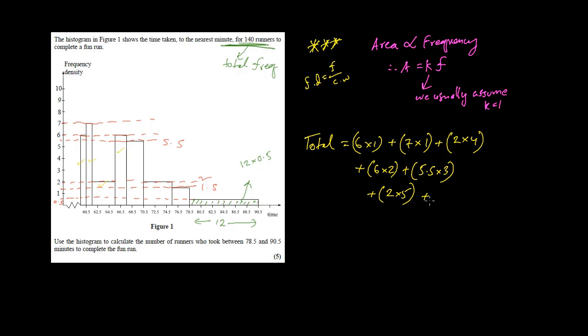Plus this is 2 and 1, 3 units, and the frequency density is 1.5, so 1.5 times 3, plus this is 2, 4, 6, 8, 10, 12 units, and this is 0.5, so 0.5 times 12.